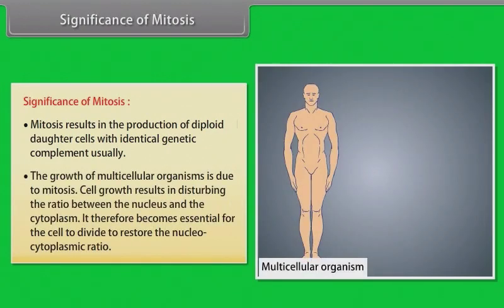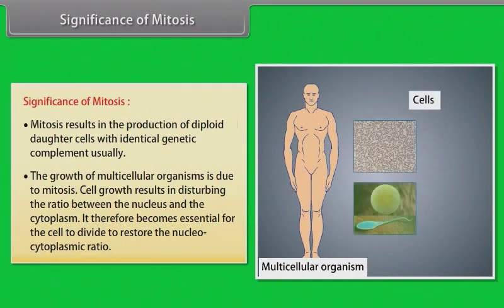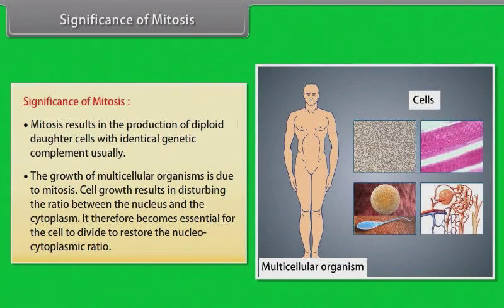The growth of multicellular organisms is due to mitosis. Cell growth results in disturbing the ratio between the nucleus and the cytoplasm. It therefore becomes essential for the cell to divide to restore the nucleocytoplasmic ratio.